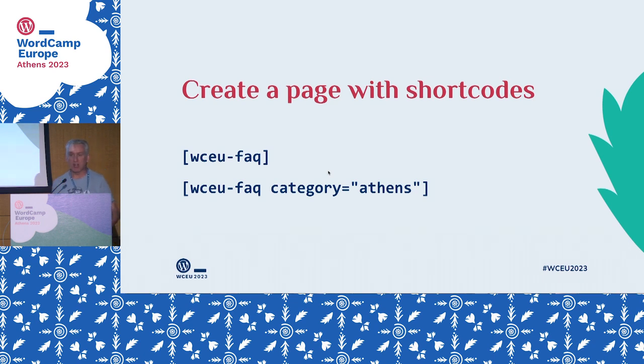Then save your post or page. I'll just say post from now on, because everything's a post in WordPress. Save your post and then go and look at it in the front end. And you should see that your first block of FAQs will have all 5 or 6 FAQs, and the second one will just have, I think it's 4 from a specific category. Everyone seeing that? Everyone with me? Awesome.